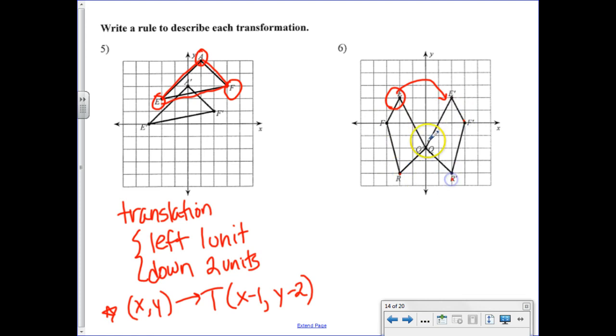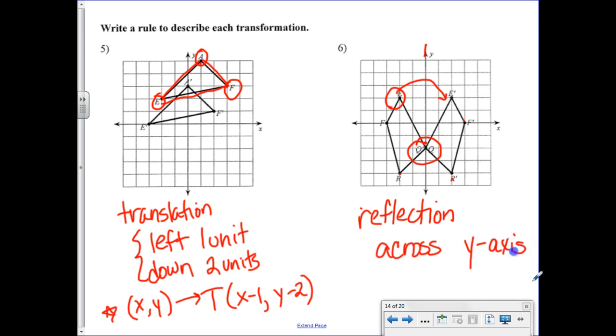Number 6, as I look at this, E went over here to E prime, F went there, R went there, Q stayed in the same spot. That tells me this looks like a reflection, because I can fold it up exactly on this line and everything is symmetric and matches up. So it's a reflection across this particular line, y-axis.